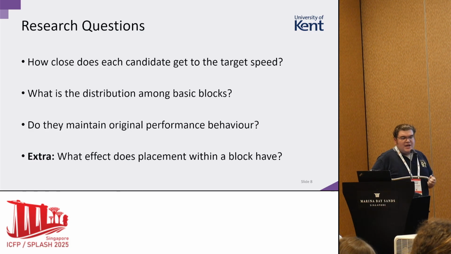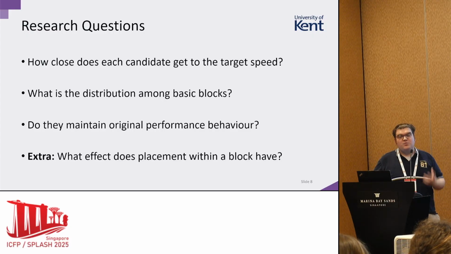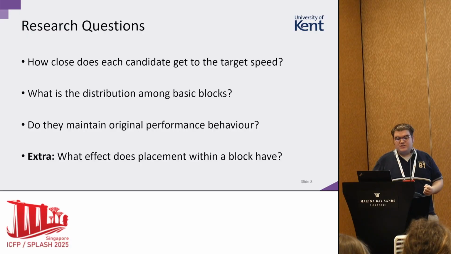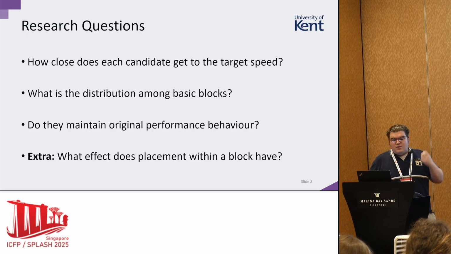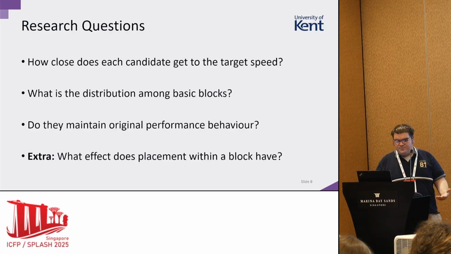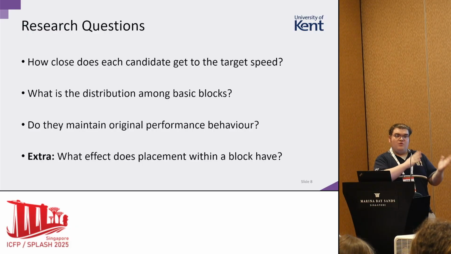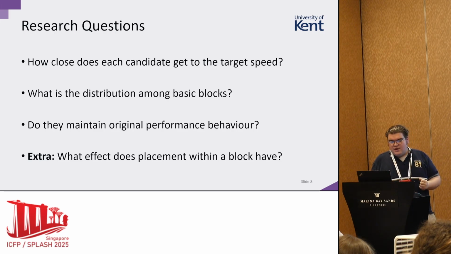The research questions we had in the paper were: how close does each candidate get to the target speed? So we set a target slowdown of 100%. Could we get the program to run 100% slower? What distribution among the basic blocks? To achieve that slowdown, we make each individual basic block of the program run with 100% slowdown, so therefore the program should run at 100% slowdown. And we wanted to see, is that slowdown actually achieved among all blocks, or have just some blocks got very slow and that's just achieved it?